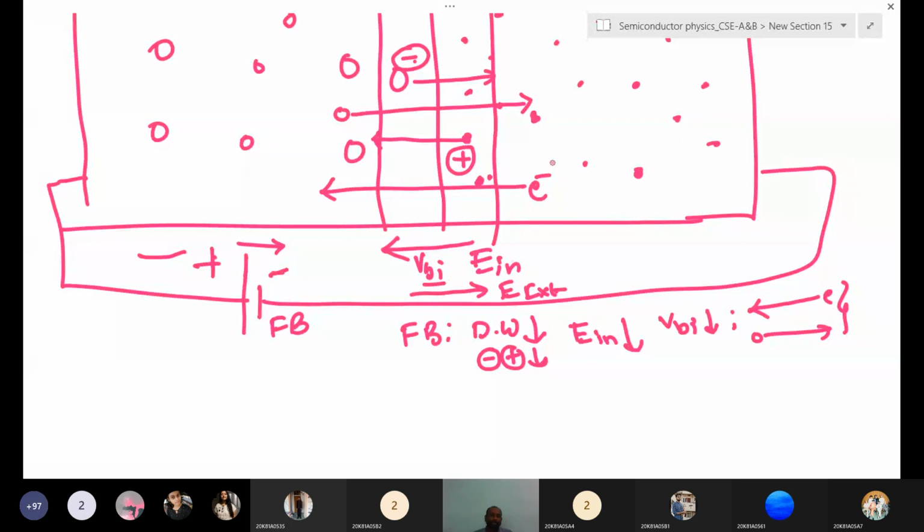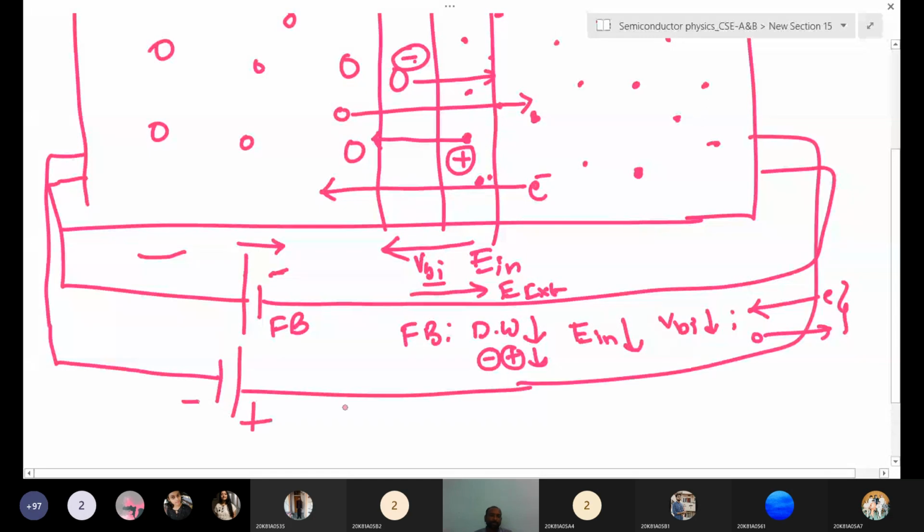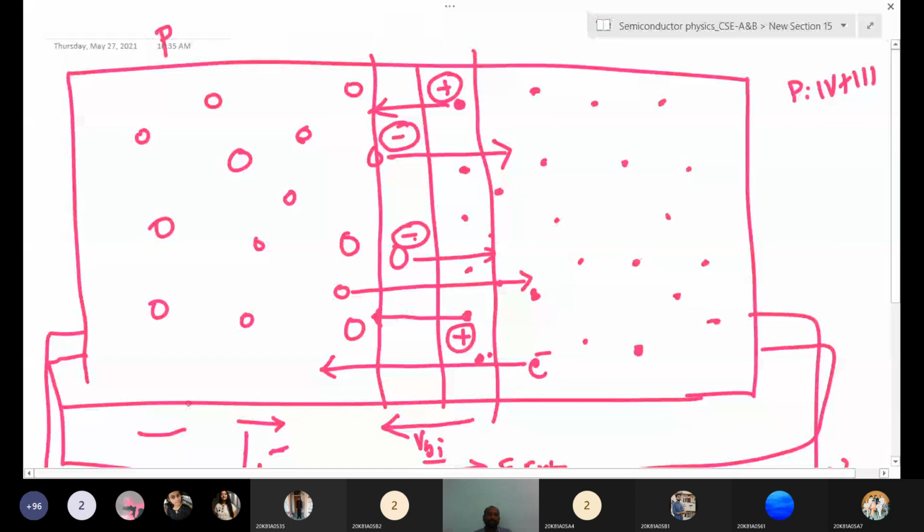Because of this, negative potential is connected to P type. So holes, having positive charge, are attracted towards the negative potential. Similarly, the positive potential is connected to the n-type semiconductor, whose majority carriers are electrons. These electrons are attracted towards the positive terminal. So in reverse bias, the depletion width will increase.